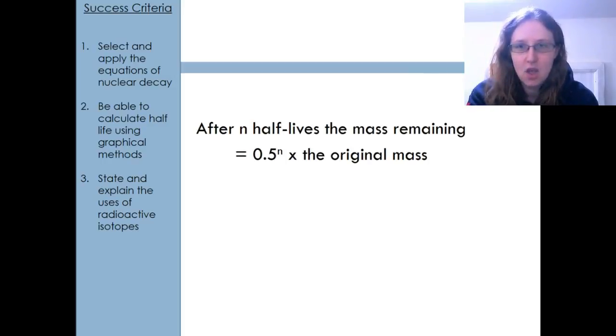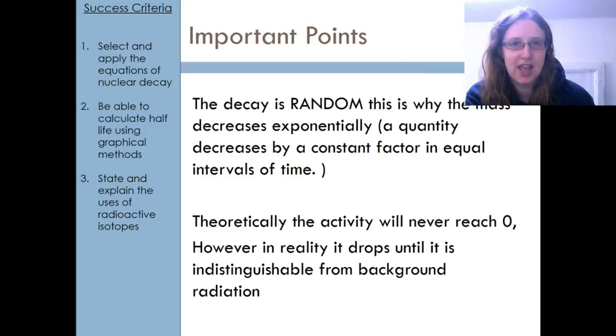Right then, when we are talking about radioactive decay, there's just a couple of things we need to get in our head. First of all, decay is random, and this means it's going to decay in an exponential manner. Remember that exponential means that a quantity is decreasing by a constant factor in equal intervals of time. It's come up a lot and we need to get it into our heads. Because of that, theoretically, the activity will never reach zero, because it's a completely random thing, and we know that exponential trends never actually hit zero.